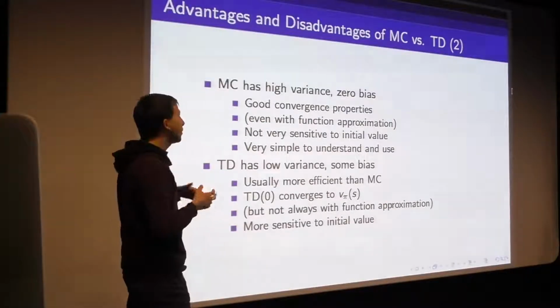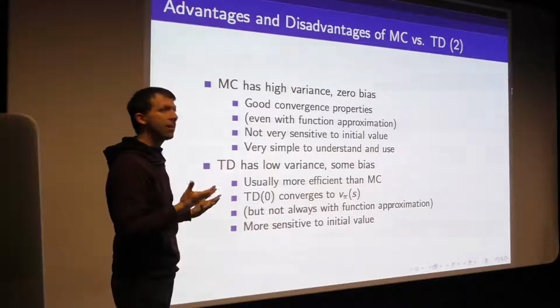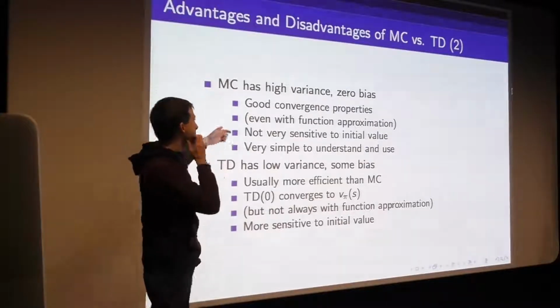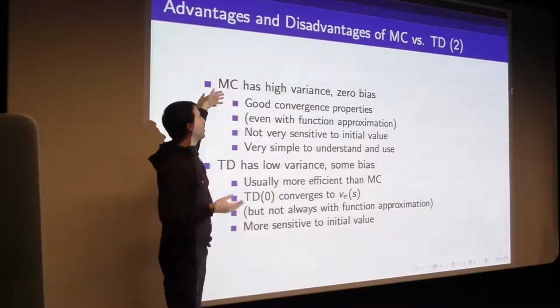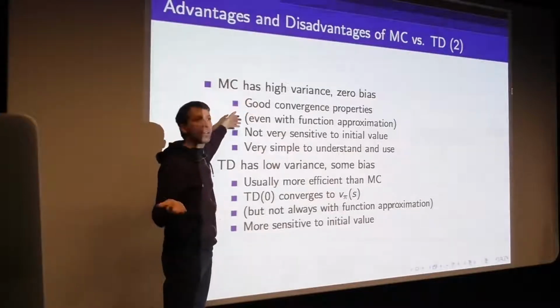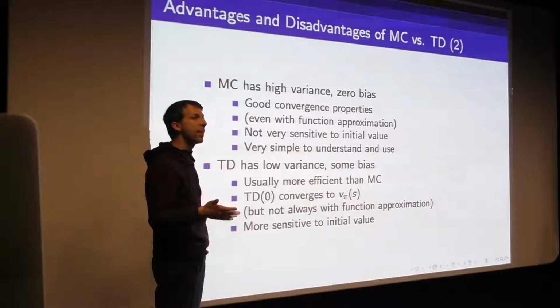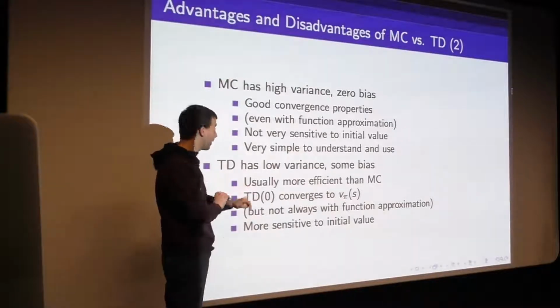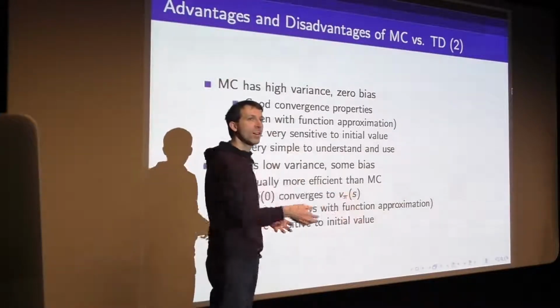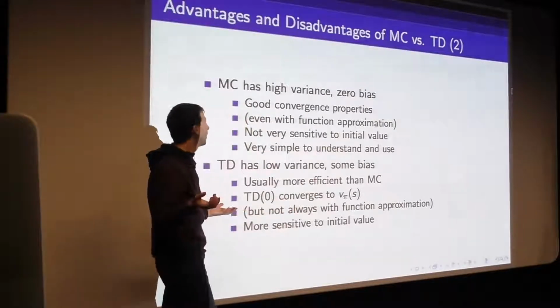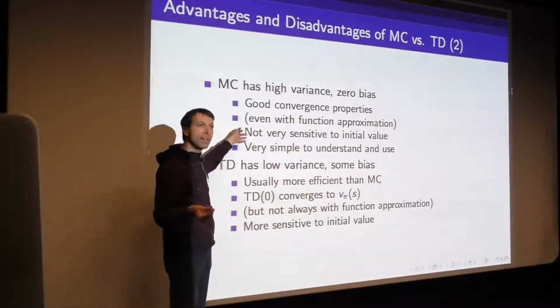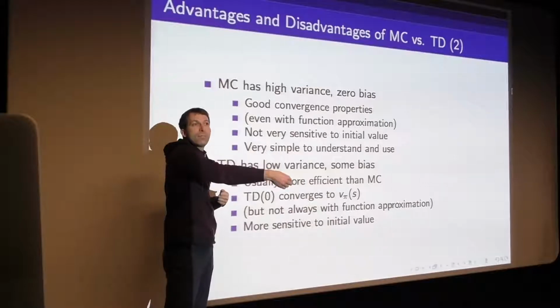Okay, so Monte Carlo is high variance but no bias. Some good things about Monte Carlo: as a result of being zero bias, it has very good convergence properties. We'll see later, even when you use function approximation, Monte Carlo just works. It works out of the box. All the algorithms just converge to the correct answer. It's not very sensitive to the initial value because we're not bootstrapping from the initial value.